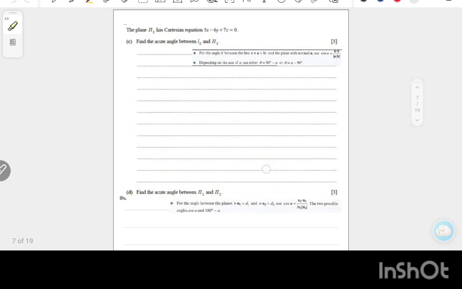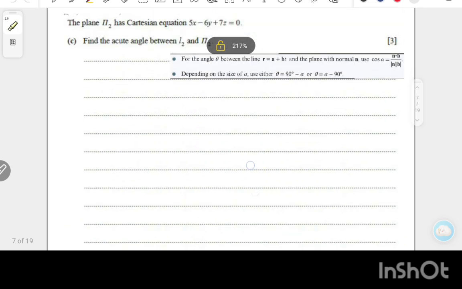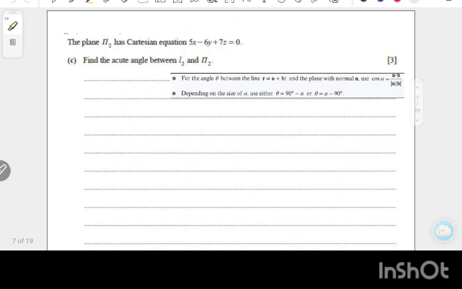Now moving toward our third part. What is the third part? Plane 2 has a Cartesian equation 5x minus 6y plus 7z. Find the acute angle between L2 and plane 2. Okay dear friends, how do we solve this one? First of all, we have to know the formula for this.